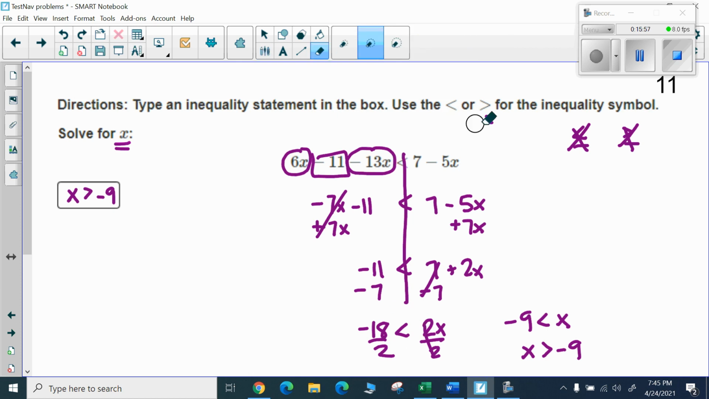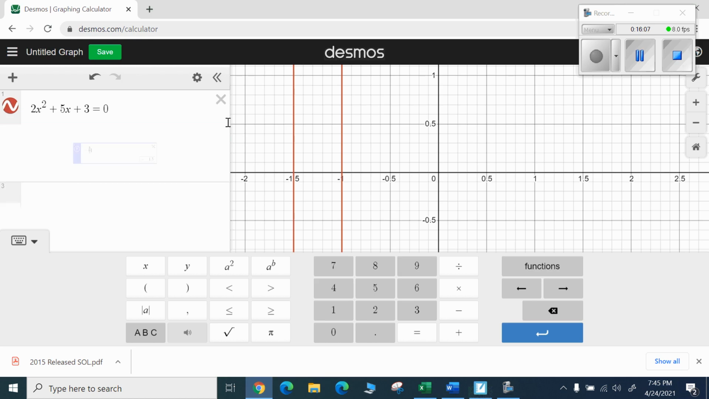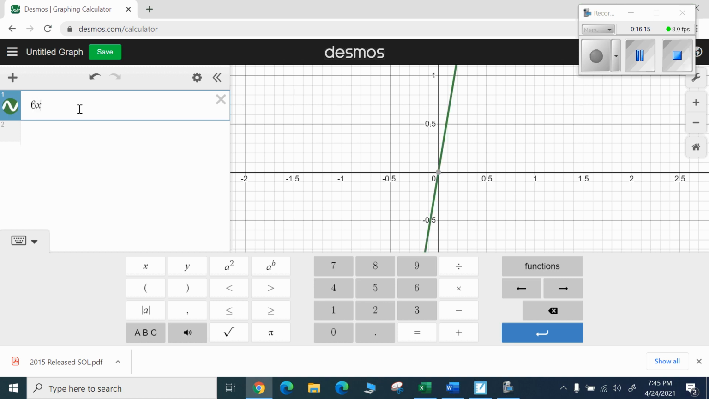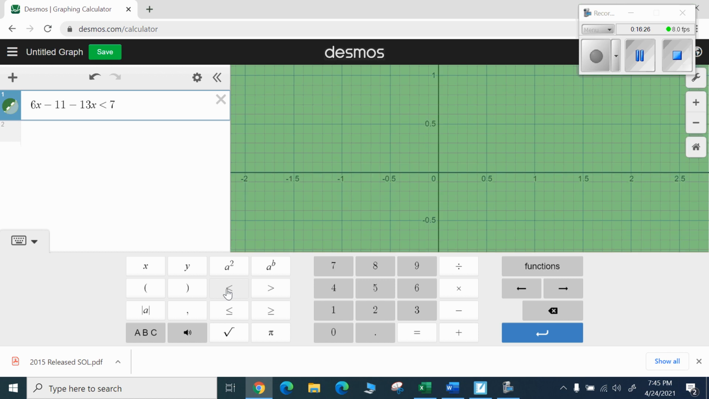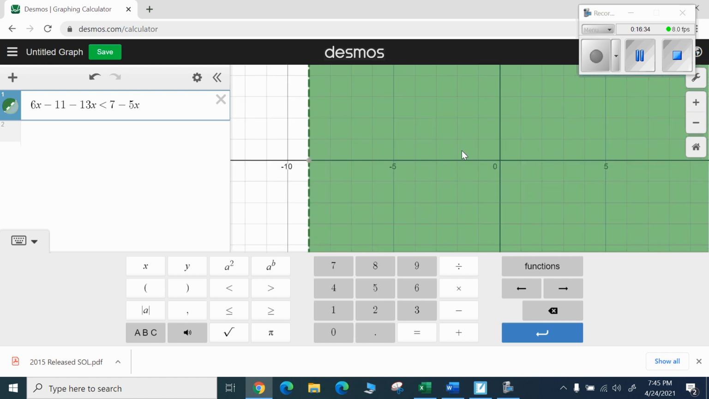So here's another way that you can do this one. Let me erase all this. We could go to Desmos and we could type this in. So let me show you what happens when we do that. Let me get rid of all that. Okay, if we type in this inequality, it is 6x minus 11 minus 13x is less than 7 minus 5x.